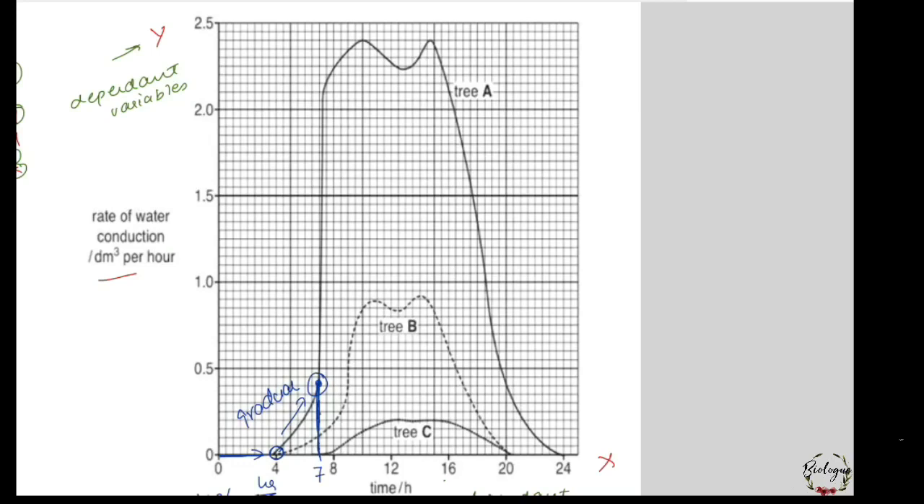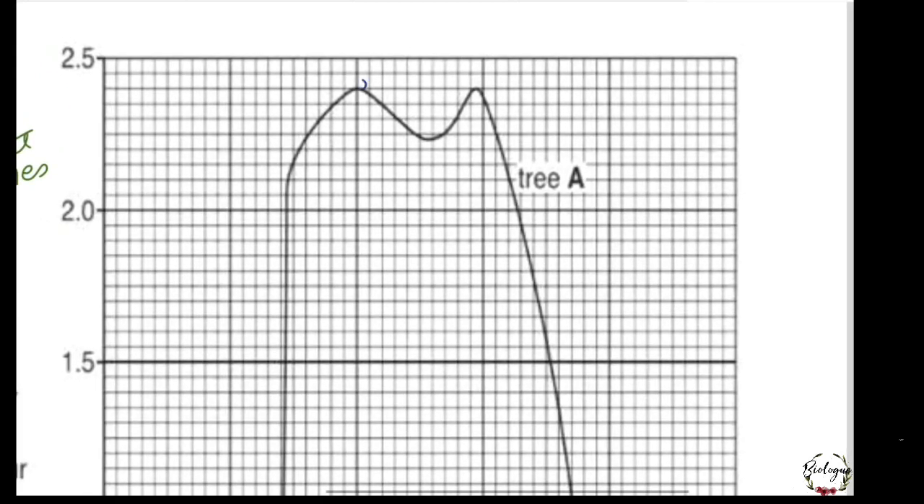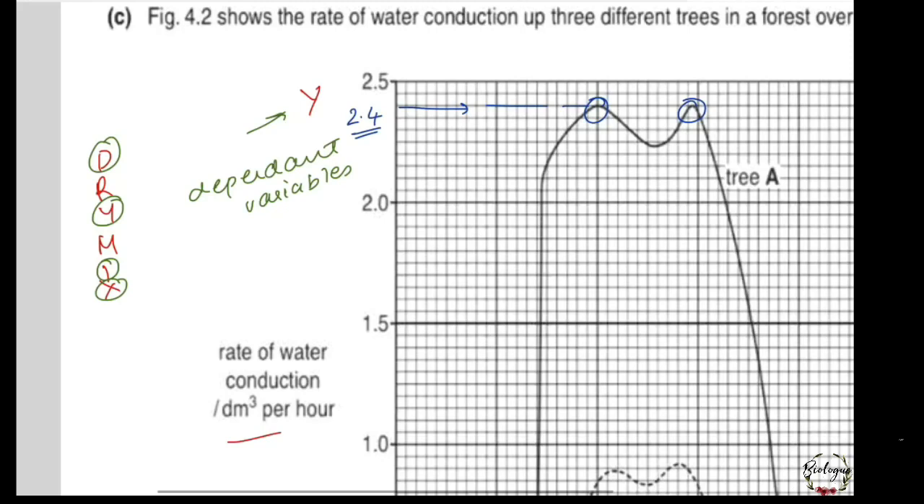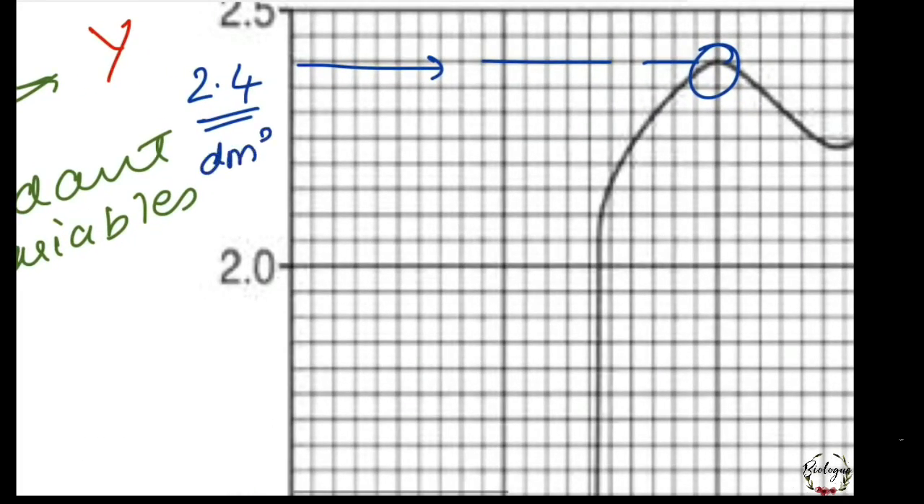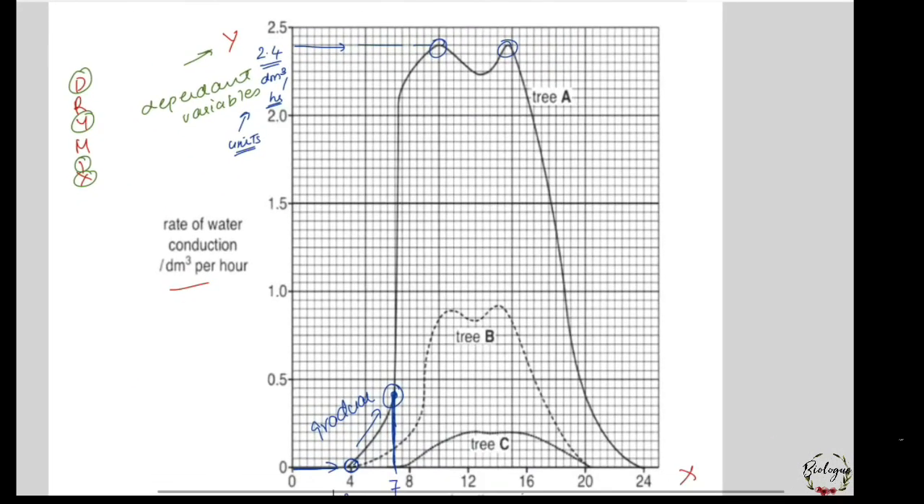The fourth point can be where the maximum water conduction rate is. The maximum conduction rate will be at the peaks. As mentioned earlier, you can add this point to the point that says that at these places there is a peak or an optimum. You should say that the maximum conduction amount is, let's say, approximately 2.4 dm cubed per hour. And writing the units is very important. Remember the units are also a very important factor when it comes to describing graphs.